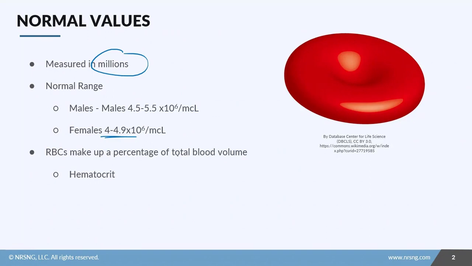One important thing to think about is that red blood cells make up a percentage of the total blood volume. We measure that in hematology, which is in another lesson, so I want you to check that out. But the thing I want you to remember is that red blood cells make up a percentage of the total blood volume. That makes sense a little later, especially when we're talking about high amounts and low amounts of red blood cells. Just keep in mind that they make up that percentage.